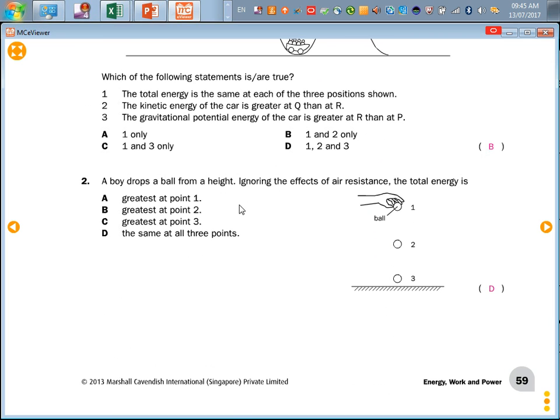Question 2, a boy drops a ball from a height. So if you ignore air resistance, total energy has to be the same at all 3 points. Conservation of energy.